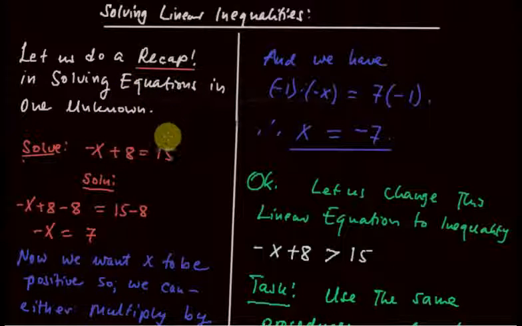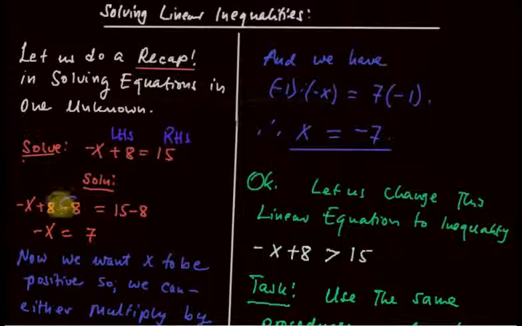We are aware of how to solve equations in one unknown, and here is an example of an equation in one unknown. We are given this equation: negative x plus 8 equal to 15. Now how to solve? We have to take away 8 on both sides, left hand side and right hand side. This is our left hand side and this is our right hand side. So we take away 8.